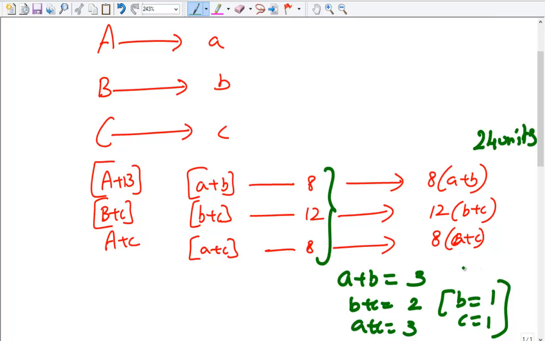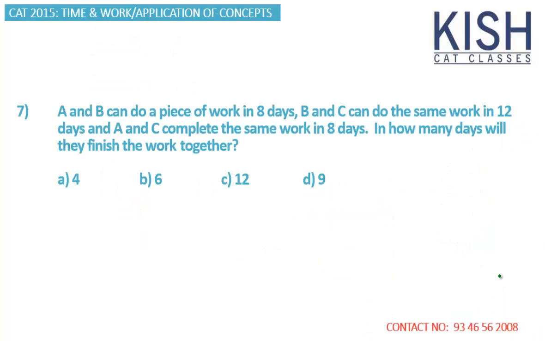Now the B efficiency is 1, A efficiency is 2 units. So the combined efficiency per day is 4 units. Combined work is 24 units. So they take 6 days to finish the work.